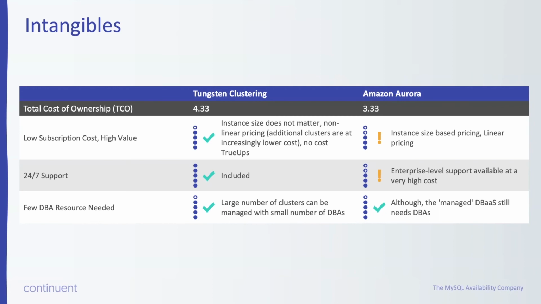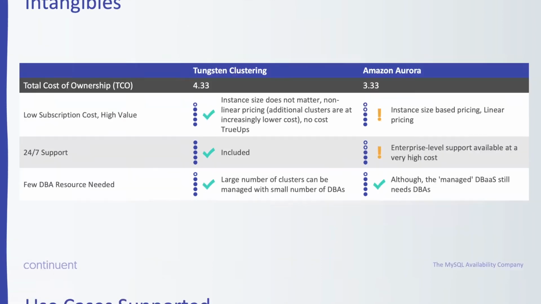Tungsten Clustering includes support, the 24/7 support that we talked about. Aurora includes a very basic support, but you can get an enterprise level support. But again, the cost is extremely high. How about the number of database resources needed? There is no solution out there that's going to eliminate the DBA. Amazon Aurora makes you think that, well, okay, it's a managed service, but you really do need DBAs to make this thing work well. With Tungsten Clustering, again, you will have DBAs, but a few DBA resources can manage a large number of clusters. And part of that is thanks to all the automation that can be done with Tungsten Clustering.